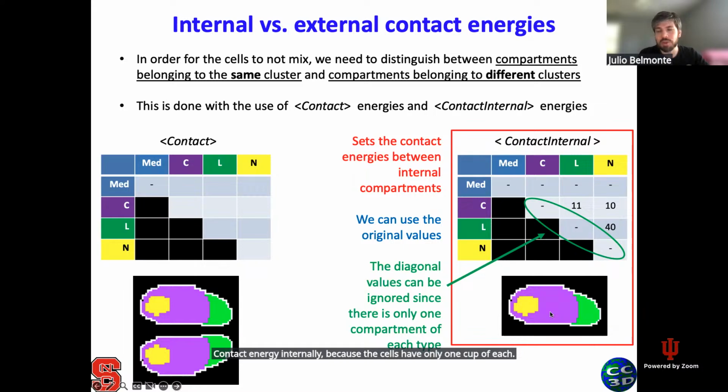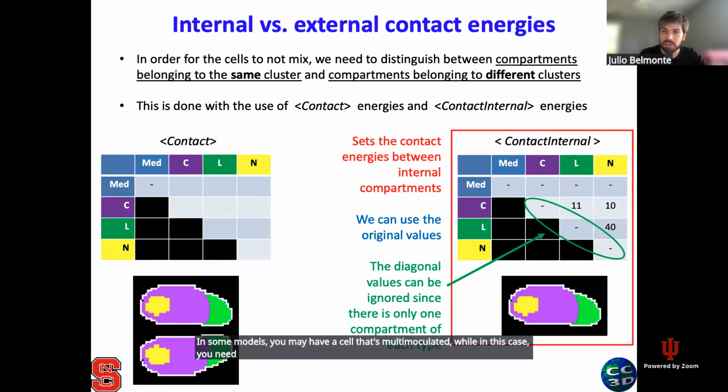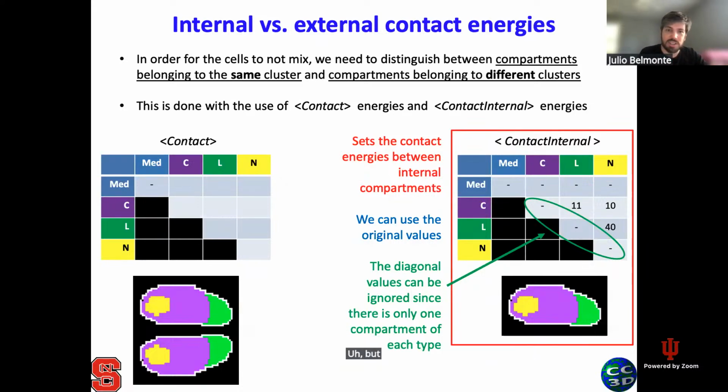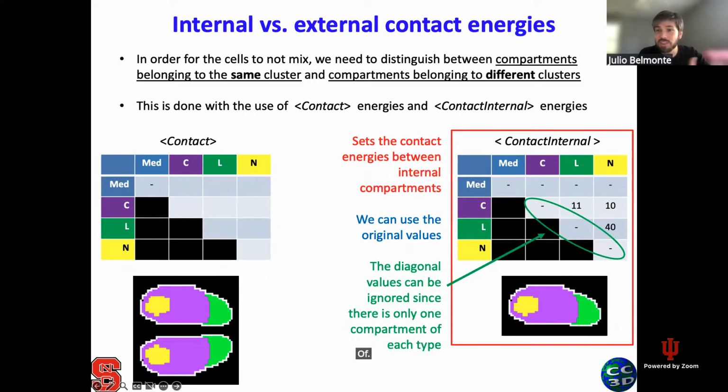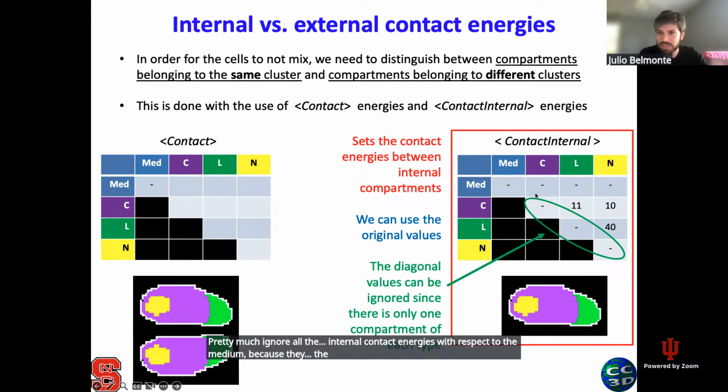In some models, you may have a cell that's multinucleated, but in this case, you need to specify the interaction of nucleus and nucleus that belong to the same cell. But it's not the case here. So basically, our ContactInternal table is basically done, okay? By definition, the medium is never part of a cluster of cells, so you can also pretty much ignore all the internal contact energies with respect to the medium because the medium is not part of the cell, is not part of the cluster, okay? You cannot assign a cluster ID to the medium, okay?